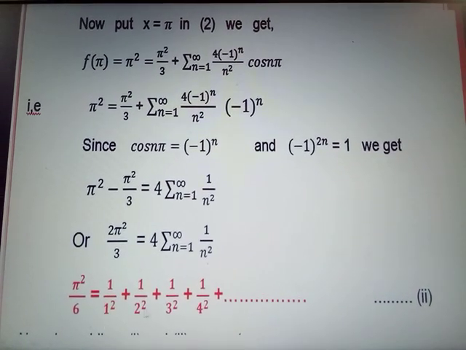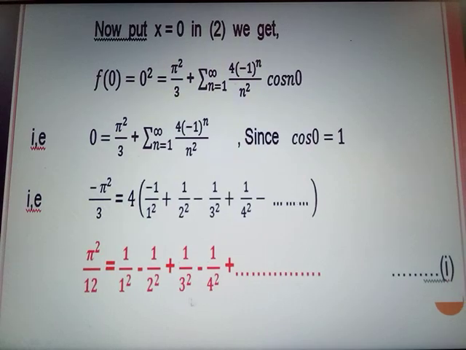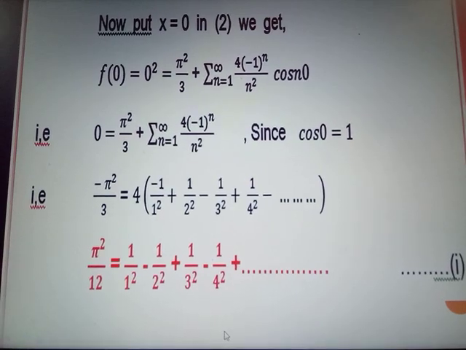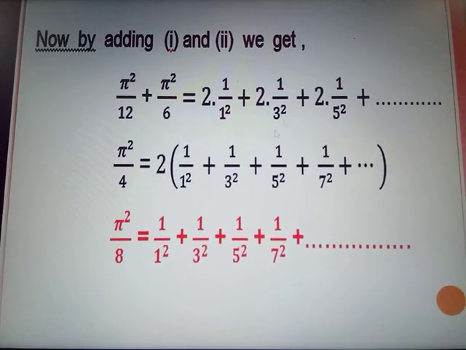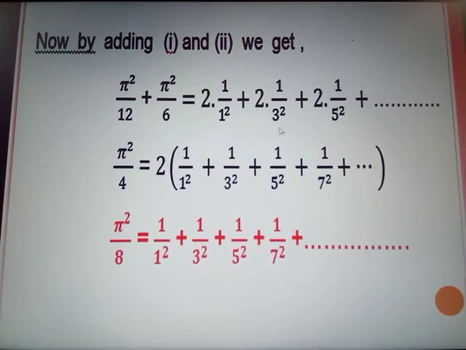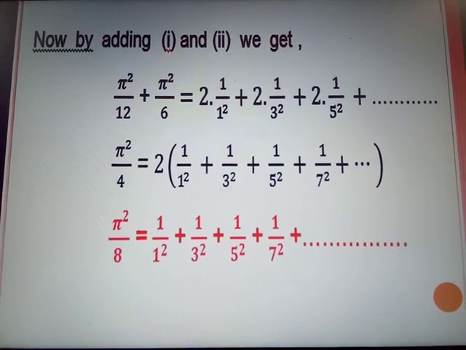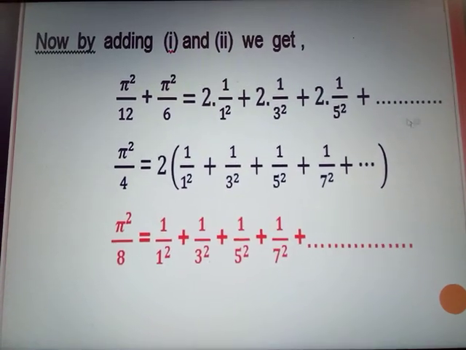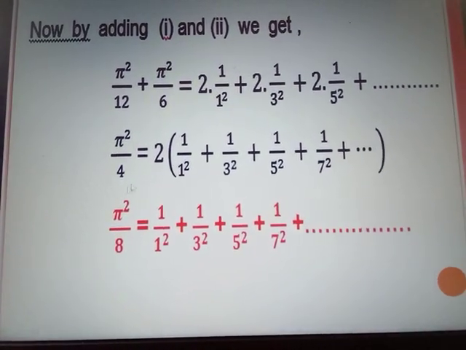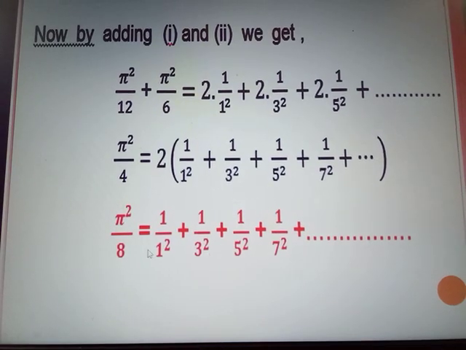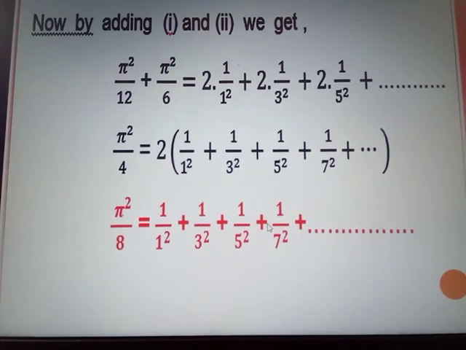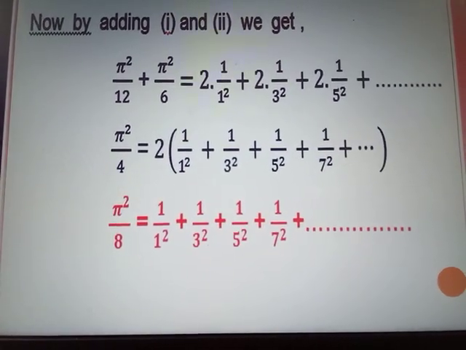Next, here 1 by 1 square, 1 by 3 square and so on values are there. Here also 1 by 1 square, 1 by 3 square values are positive. Therefore, it is 2 into 1 by 1 square plus 2 into 1 by 3 square plus 2 into 1 by 5 square plus and so on. Next, take 2 common in all these terms. We get 1 by 1 square plus 1 by 3 square plus 1 by 5 square plus 1 by 7 square plus and so on. Then take this 2 to this side. We get pi square by 8 is equal to 1 by 1 square plus 1 by 3 square plus 1 by 5 square plus 1 by 7 square plus and so on.